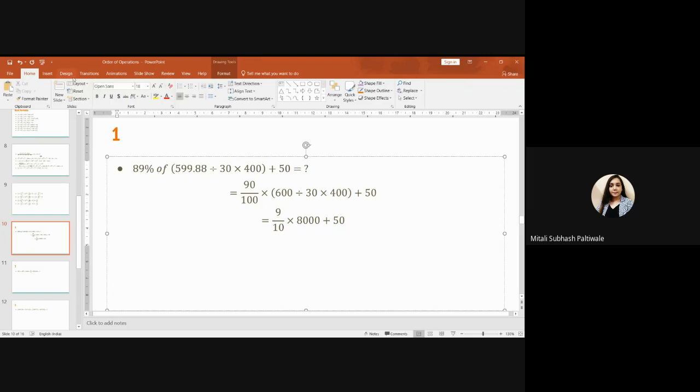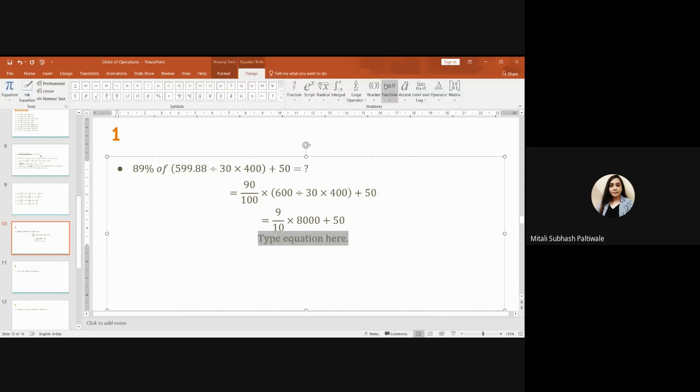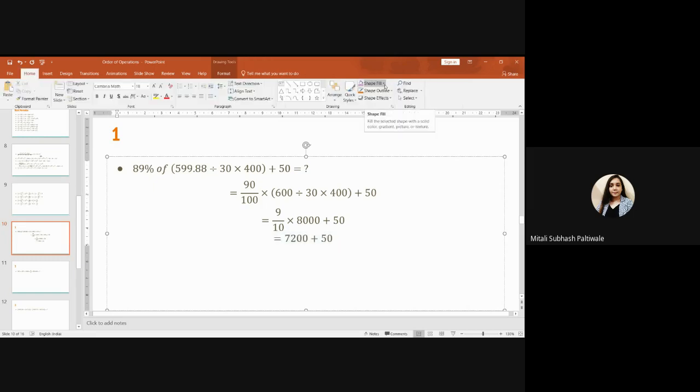Now this is something which is different. Now this would be equal to 7200 plus 50, which is equal to 7,250. So we have used approximation also, and we have used the simplification also. So now what will come in place of the question mark? It will be 7250 that will come at that place.